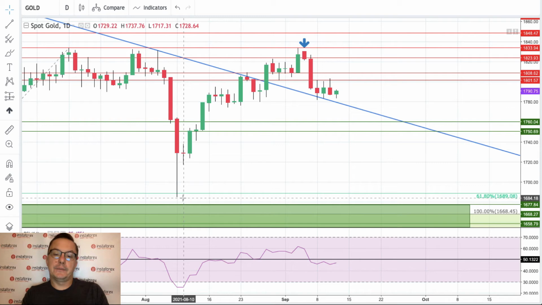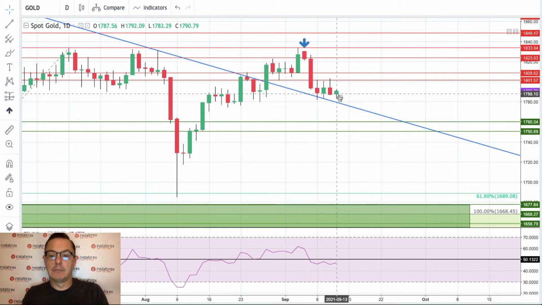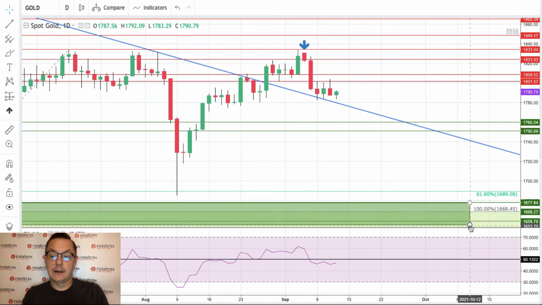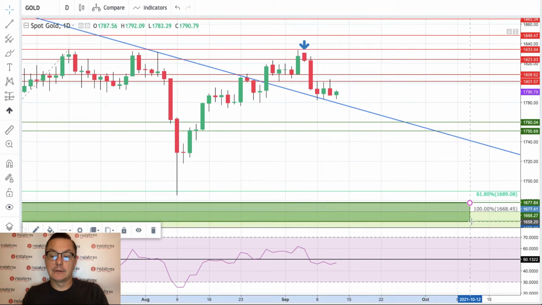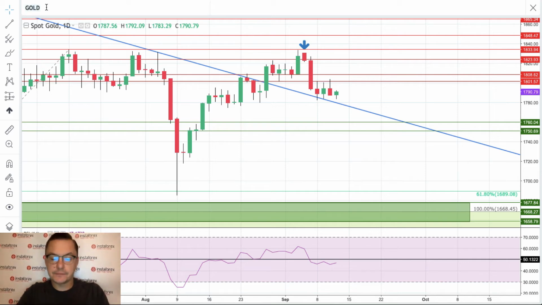But the down move on the gold might be as deep as the 61%, or even the green zone here. As you can see, the green demand zone located between the levels of 1,677 and 1,658, but that's in the near future.